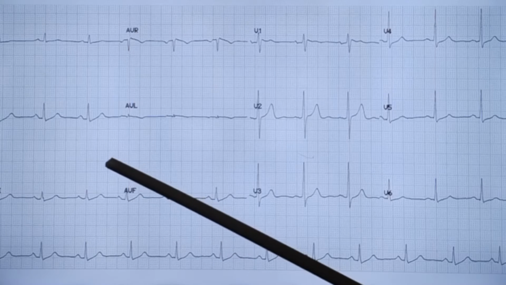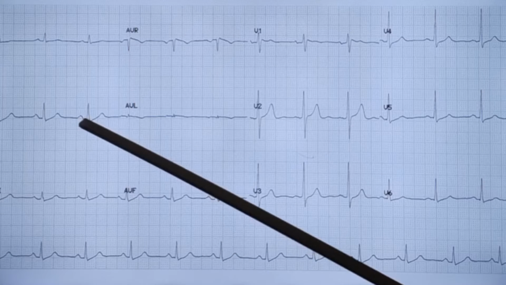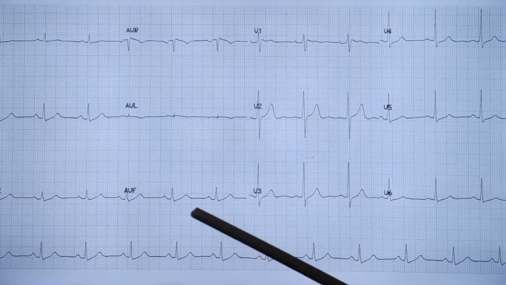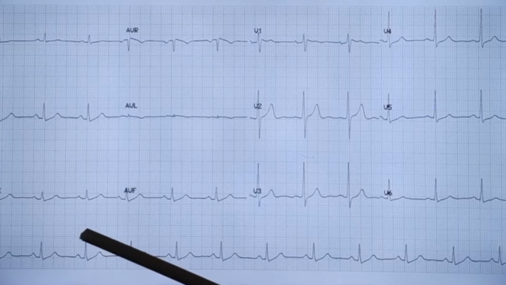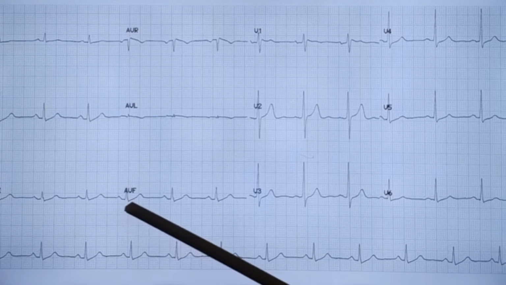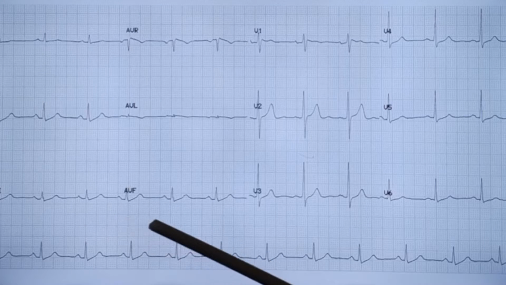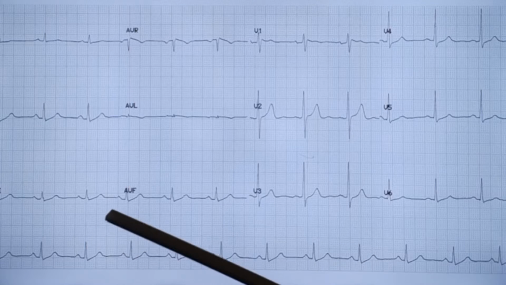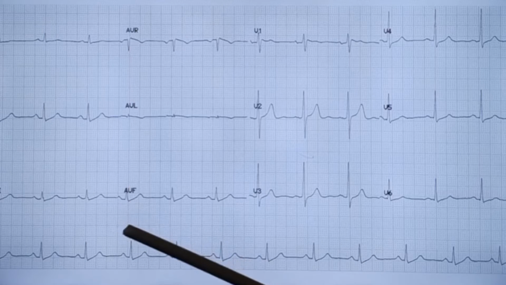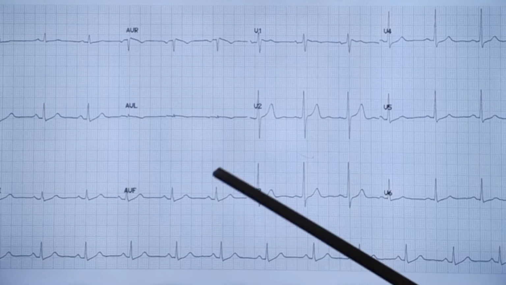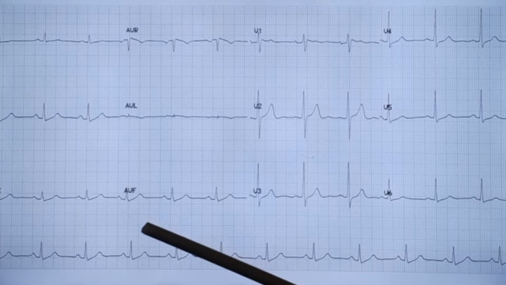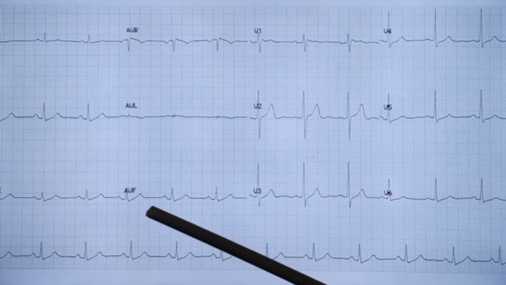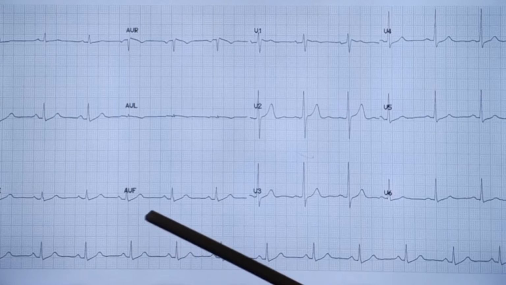Then the width of the P wave should be looked at. Normal P wave has a width less than 2.5 millimeter. If it is more than 2.5 millimeter, it will suggest left atrial enlargement. Then you will look at the height of the P wave. It should also be less than 2.5 millimeter. If it is more than that, it will indicate right atrial enlargement. If both width and height are increased, it will be biatrial enlargement.